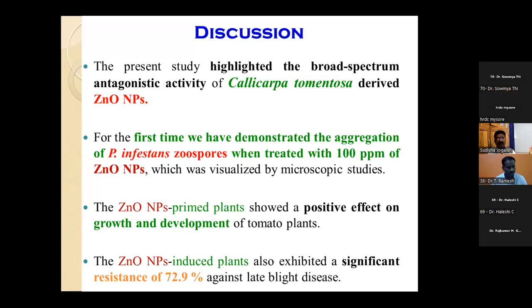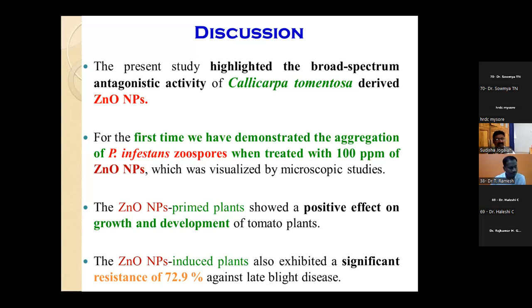What we observed is broad spectrum activity also, that is the zinc oxide nanoparticles synthesized by using Callicarpa tomentosa, which is very much correlating with the literature that is available in the other plants which have already been done. And for the first time, we have demonstrated the aggregation of the Phytophthora, that is a biotic pathogen, very tough to handle, tough to maintain, tough to isolate. And these are very vigorous, very virulent pathogens.